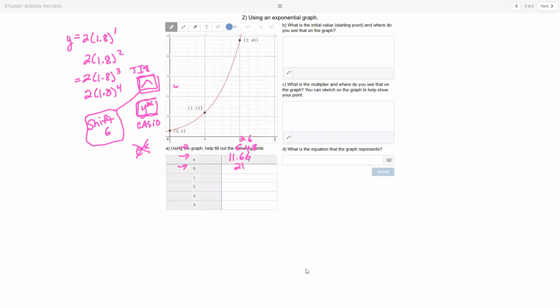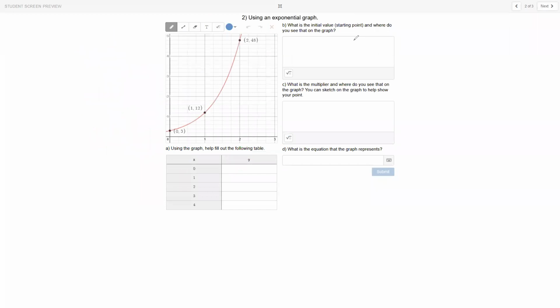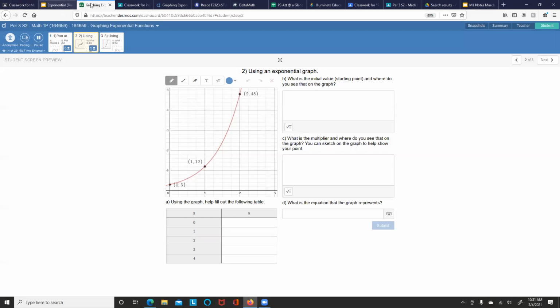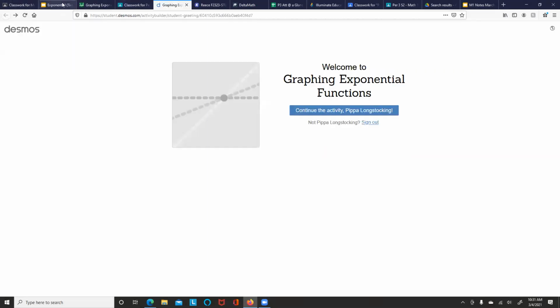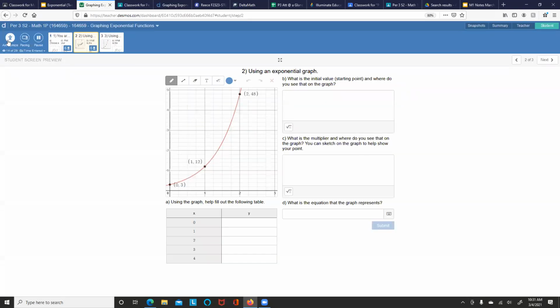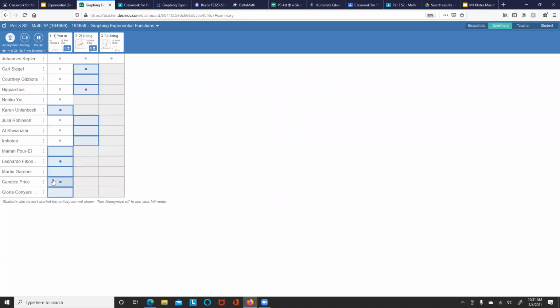All right, let me erase my writing so we can see what this slide says. Using an exponential graph. Okay, I just want to see how you guys are doing. So I want to exit out of here. I just want to check real quickly. How are you guys doing? I'm going to go to summary. Okay, all these people are on the first slide, and these people highlighted are on the second slide with me.